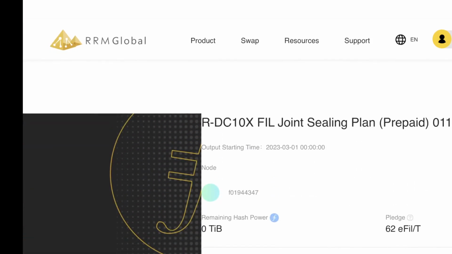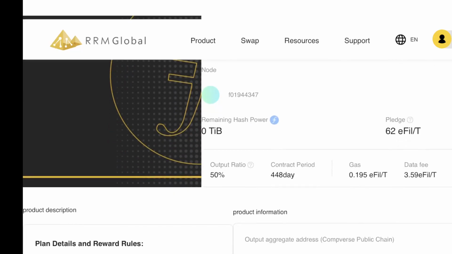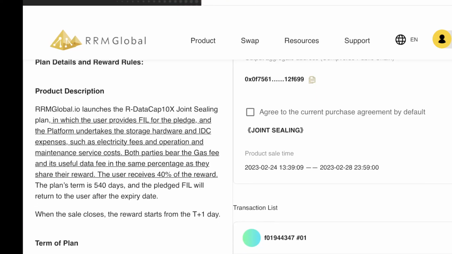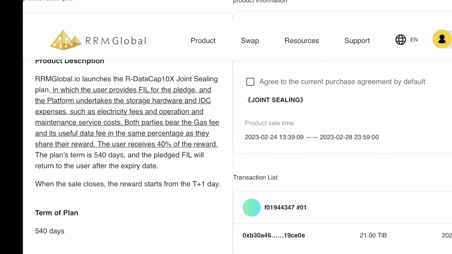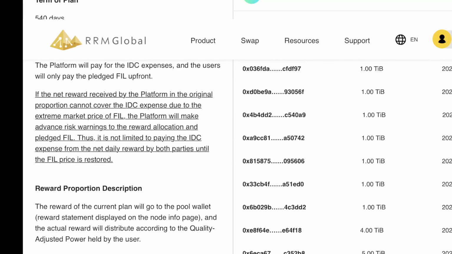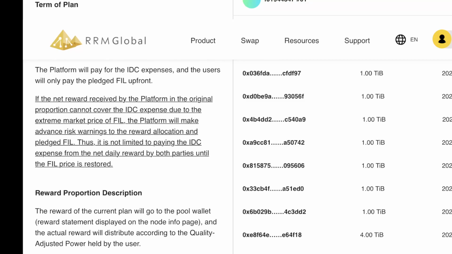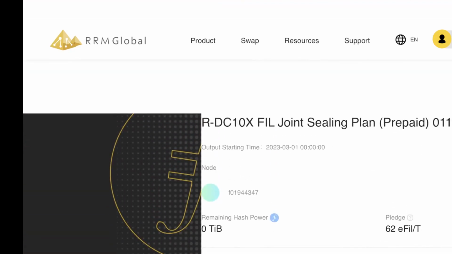I found a few companies that offer cloud crypto mining services. This company called RMI Global, you can see the platform will pay for the IDC expenses, and the users will only pay for the pledge fee upfront. Filecoin has this thing called a pledge, which gives the miners an incentive to maintain their IDC well. Because the hard disk is used to save data, you don't want the miners to shut down their server. That's how they do it, called a pledge. I think that's pretty good. I haven't done the detailed calculation, but I think the return is also pretty good. It's more than 25%, so it's higher than staking.